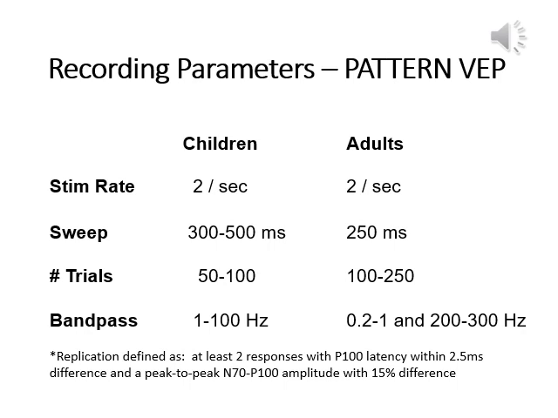The bandpass is approximately the same. The high-pass filter in an adult can be between 0.2 to 1 hertz, and the low-pass filter can be set at between 200 to 300 hertz.